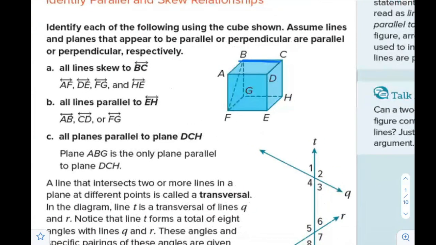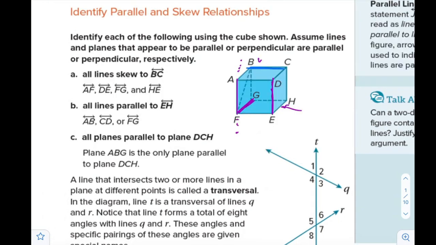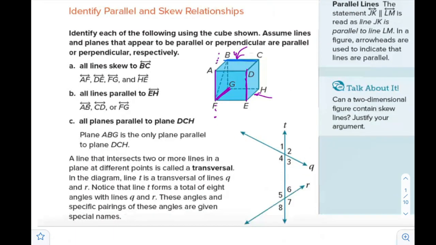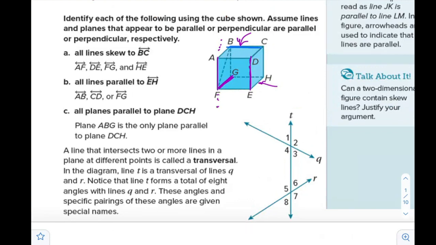So let's check. For example, AF, if you extend AF forever, it will not intersect with BC. If you extend DE forever, also it will not intersect with BC. If you extend GH here, no, GH is in the same plane from the backside plane. So we cannot say GH is skew to BC. Okay, we can have here FG. Yes, FG is also skew with BC. HE, look at HE here. It's skew with BC. So easily we can identify the skew lines.